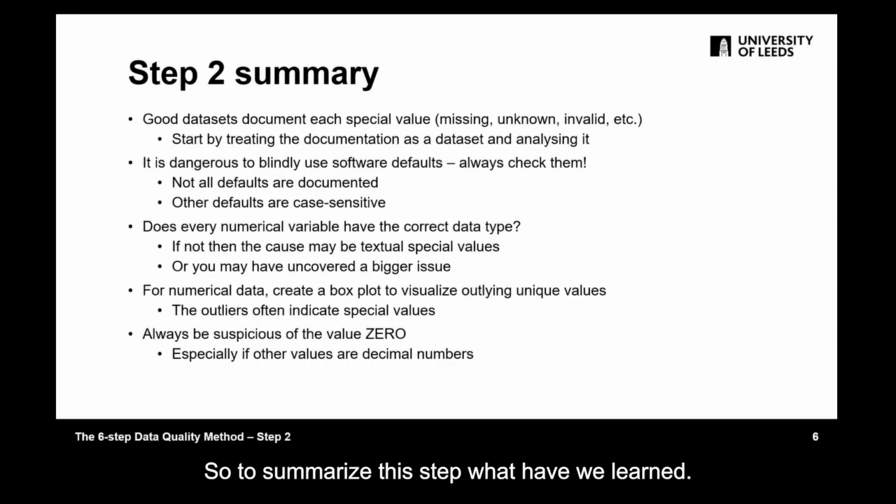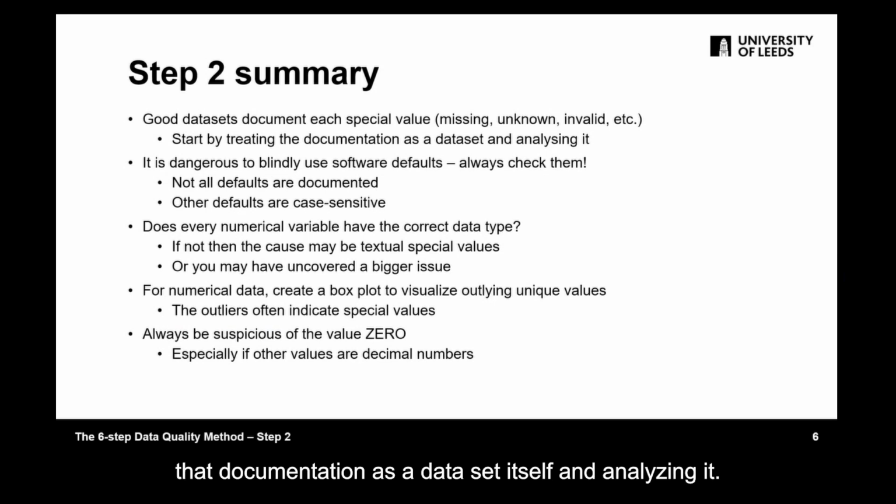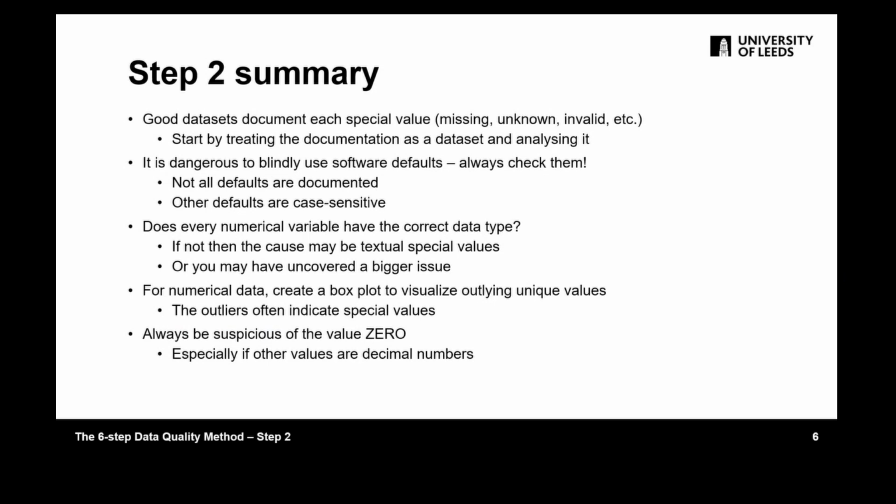So to summarize this step, what have we learned? We've learned that good datasets document each special value, and if you have documentation, then you should start by treating that documentation as a dataset itself and analyzing it. We've learned that it's dangerous to blindly use the defaults in software. You should always check them. And note that not all defaults are documented, and other defaults are case sensitive, even down to the individual letters.